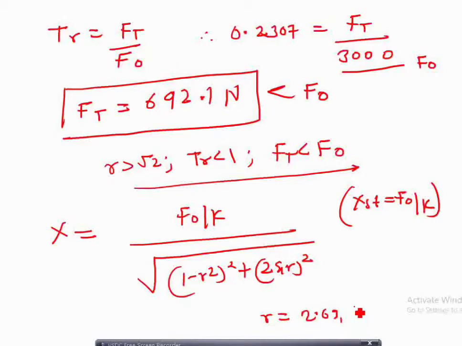Okay. Now we know that r is equal to 2.69, zeta is equal to 0.02, and f0 is equal to, what is the value of f0? Value of f0 is 3000 Newton. And what is the value of k? Value of k we have already calculated as 4.9 into 10 raised to 6 Newton per meter. So put all these values in the equation, you will get the steady state amplitude of a vibrating machine, which is equal to 0.096 mm, which is very less.